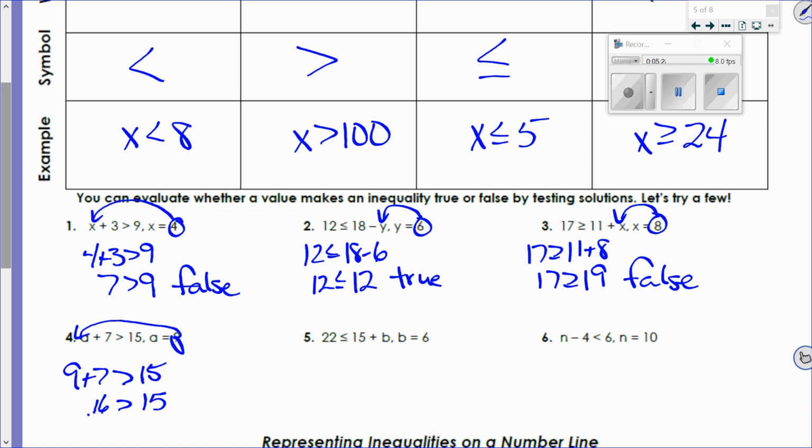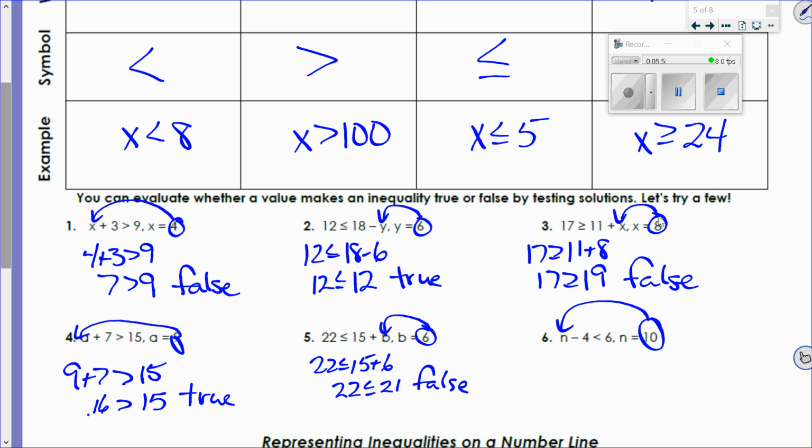Yeah. There we go. True. Yes, it is. Putting 6 in for our variable. 22 less than or equal to 15 plus 6. Is 22 less than or equal to 21? What? 22 is less than 21? Who said yes? Definitely not me. No, you didn't, Caden.